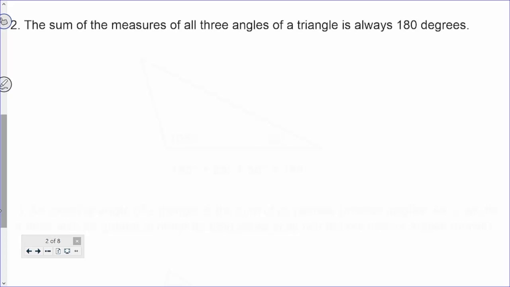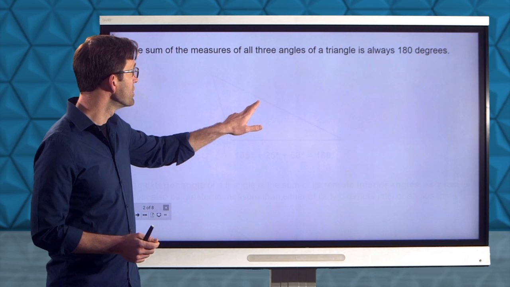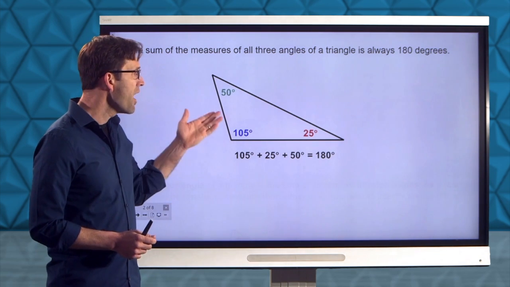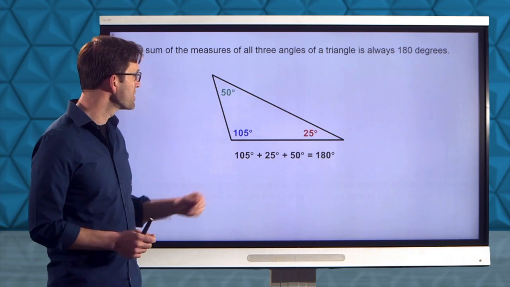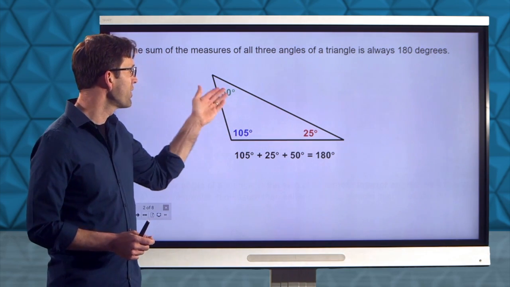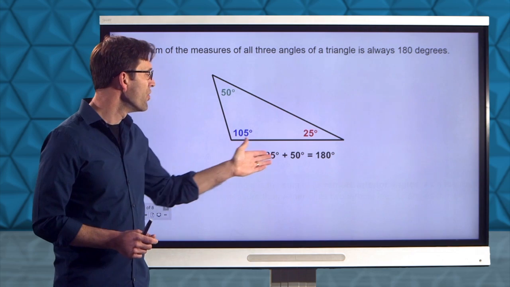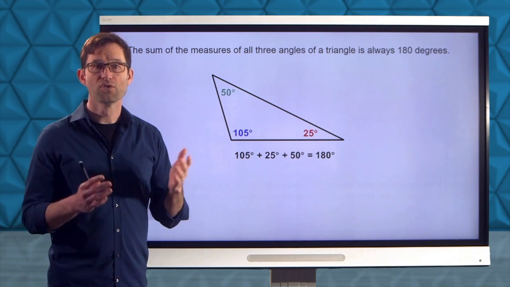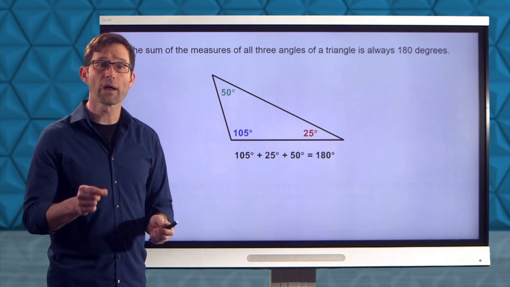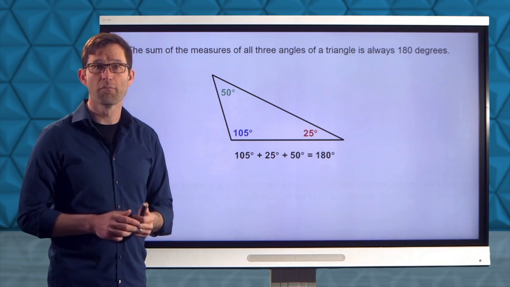Property number 2. The sum of the measures of the three angles of any triangle is always equal to 180 degrees. That's right. Any triangle I put up here, this one's got a 105 degree angle, a 25 degree angle, and a 50 degree angle, those will always add up to 180 degrees. Again, a direct result of parallel lines.